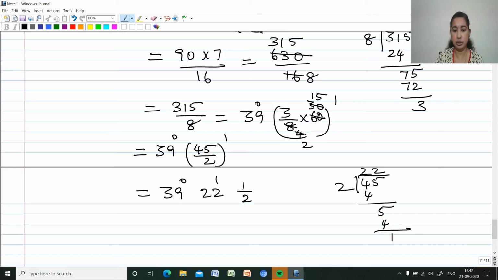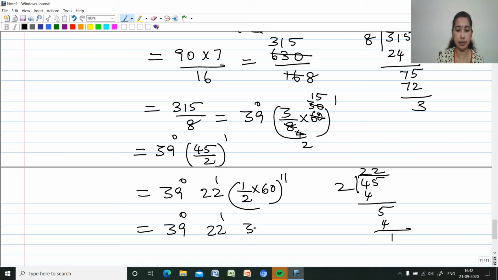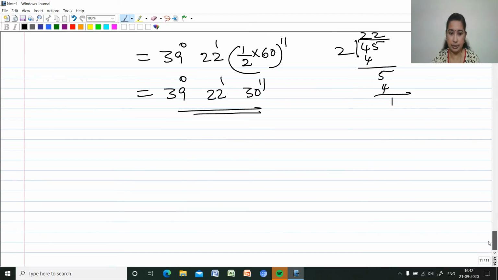Then 1 by 2 into 60 seconds. That is the same as 39 degrees, 22 minutes and 30 seconds. So that's the way of converting. Now the next question.